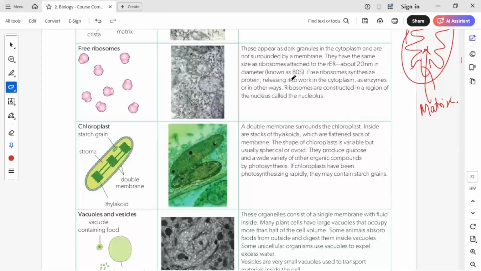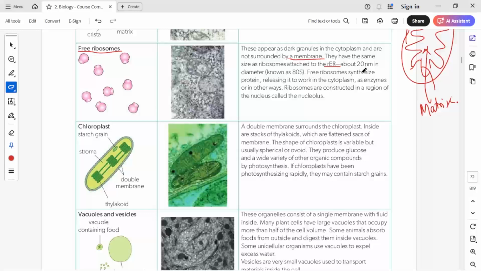Next is free ribosomes. Certain ribosomes, just as we discussed, are attached to the rough endoplasmic reticulum, which produce proteins that enter inside the rough endoplasmic reticulum, while the free ribosomes help in protein synthesis, and these proteins will be freely present inside the cytoplasm. They'll not be transported, they'll be present within the cell. So they appear as dark granules in the cytoplasm and are not surrounded by a membrane. Ribosomes do not have a membrane outside them. They are the same size as ribosomes attached to the rough endoplasmic reticulum.